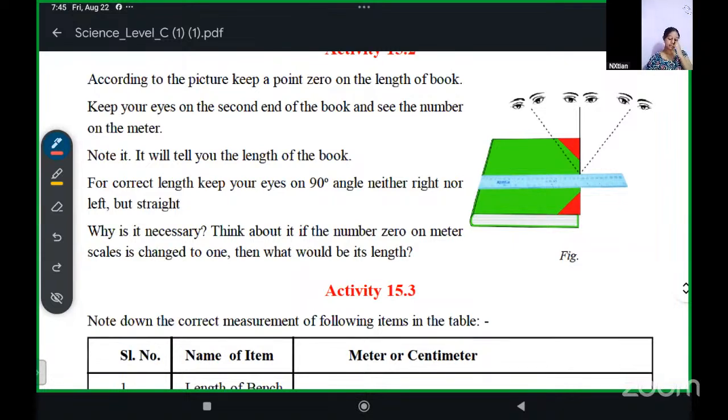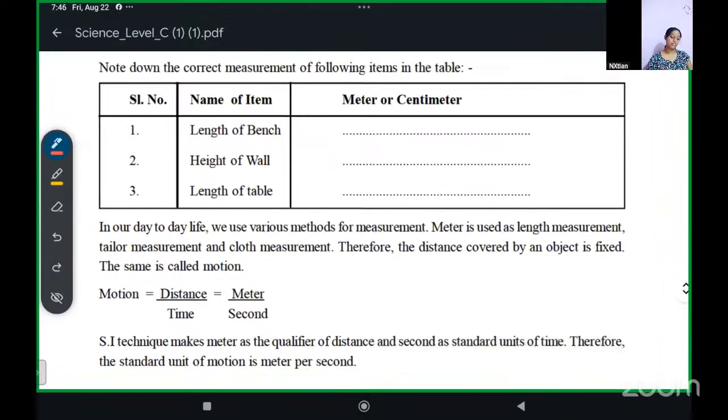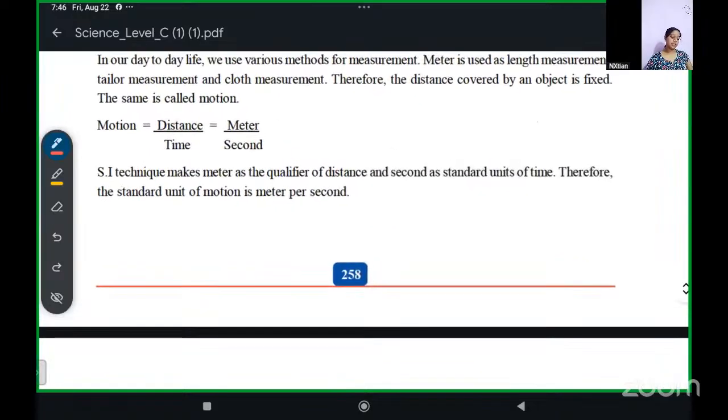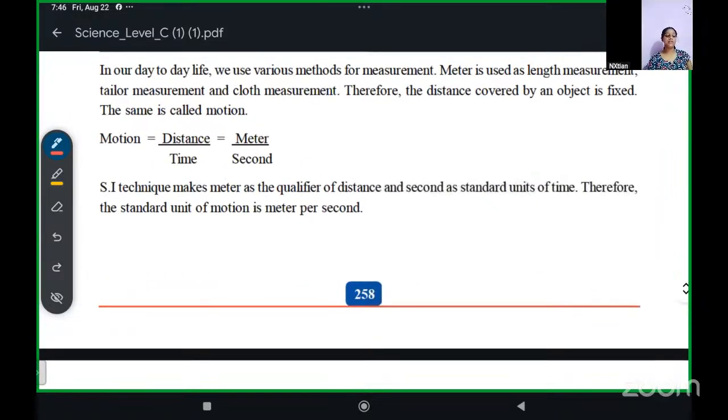Okay. Now, note down the correct measurement of the following items in the table. Length of bench, height of wall, length of table. We are skipping this right now. In our day-to-day life, we use various methods for measurement, and we use meter to measure lengths, tailor measurement, and cloth measurement. The measure that a tailor uses to measure length, and the measure which is used to measure clothes, is meter.